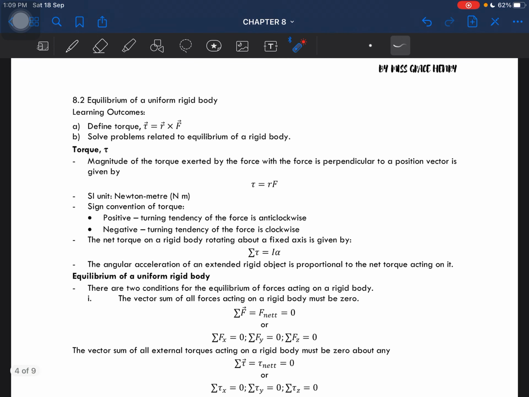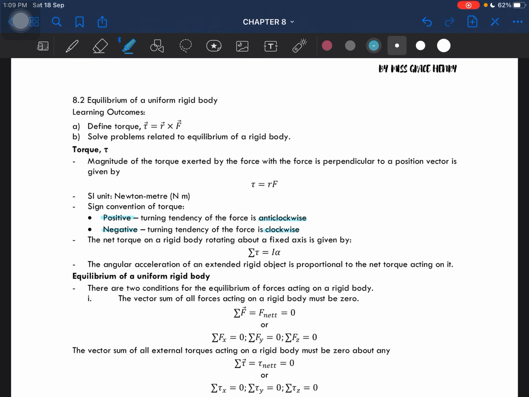It is positive if the turning tendency of the force is anti-clockwise. Torque is actually the tendency of an object to turn or to rotate. For example, if we have this handle and it turns anti-clockwise, its torque is positive. So torque is the turning tendency of this object. If positive is anti-clockwise, then negative is when the force's tendency is clockwise.